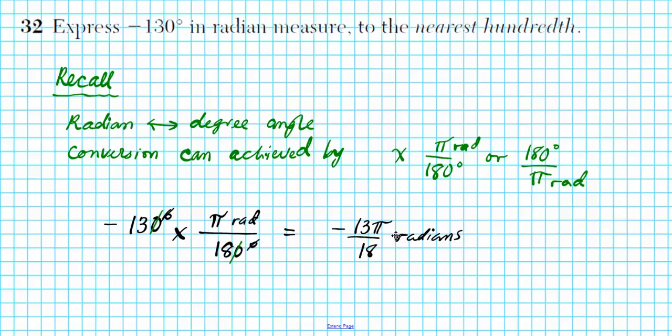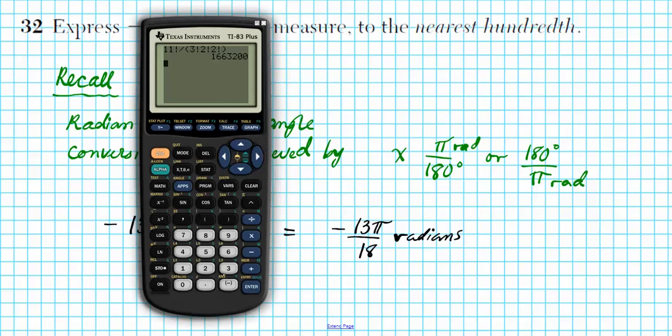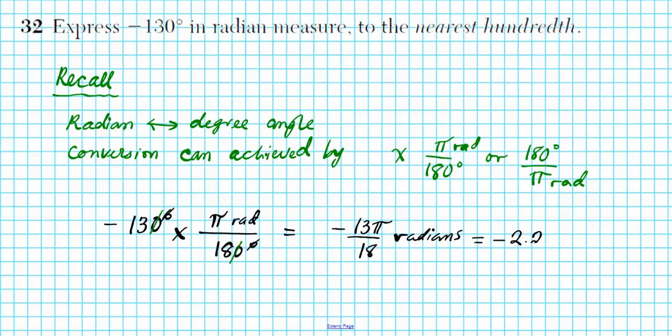No, we were asked to round to the nearest hundredths. So we just have to plug this into our calculators and then round to two decimal places. So negative 13 pi divided by 18 gives us negative 2.2689. We want to round to the nearest hundredth, so we round into the second decimal place.